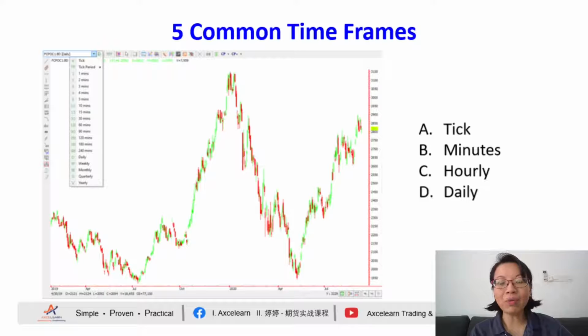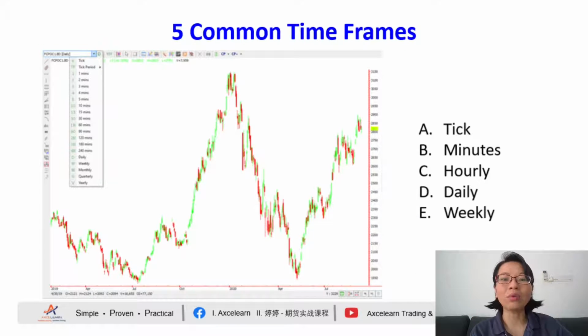The fourth time frame will be daily chart. This is the most commonly used chart. Later I'll explain to you. So daily chart meaning 1 bar representing 1 day. So today, for example, what is the opening, what is the closing, what is the highest, and what is the lowest price for this particular day.